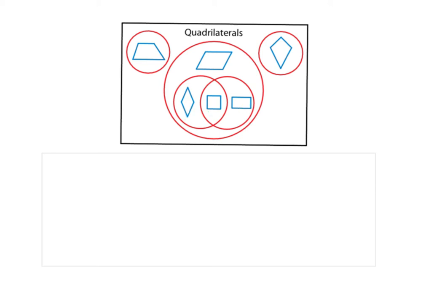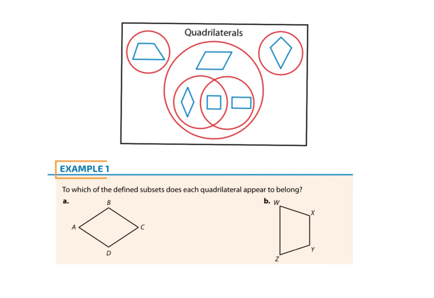All right. So example 1, to which of the defined subsets does each quadrilateral appear to belong? Pay attention to this word right here. There will be instructions sometimes that say you can only use the notation they have given you, okay? In this particular case, they're saying, what does it look like? So sometimes it'll say only use the notation you've been given to decide what it is, and sometimes they'll want you to classify it just based on what it looks like, and that's what they're asking us here.